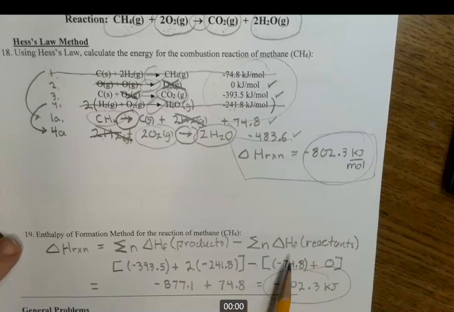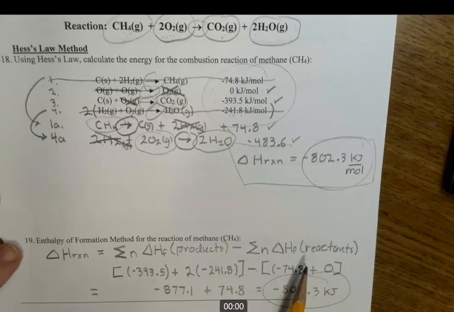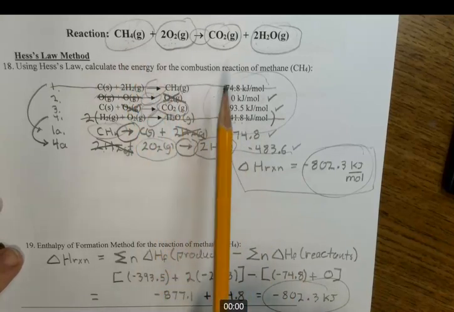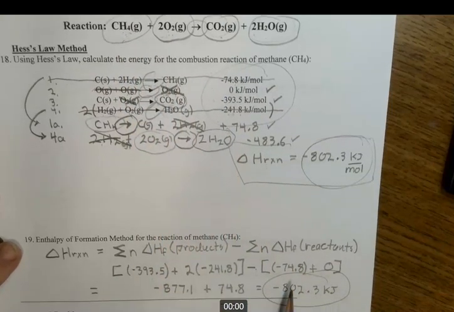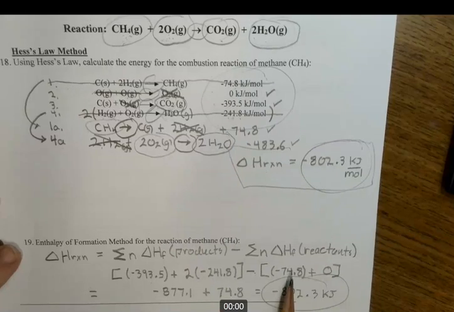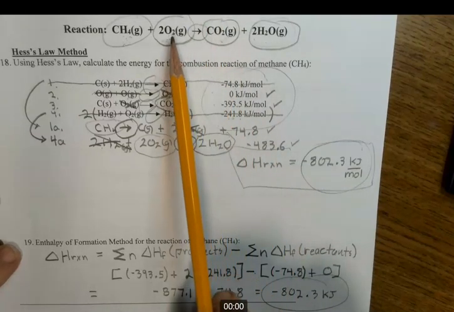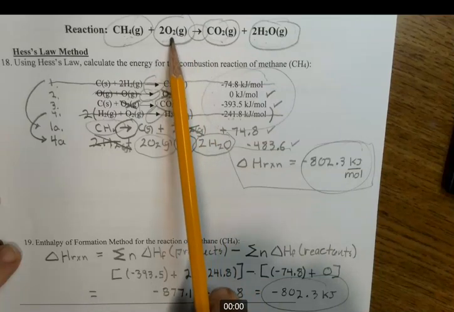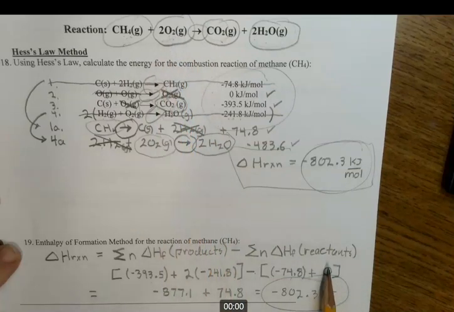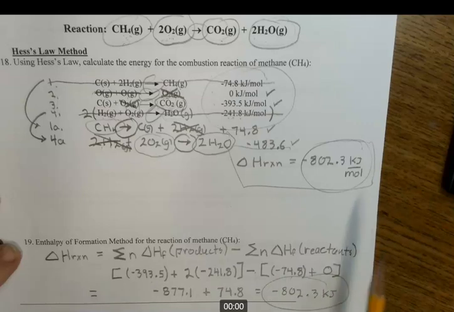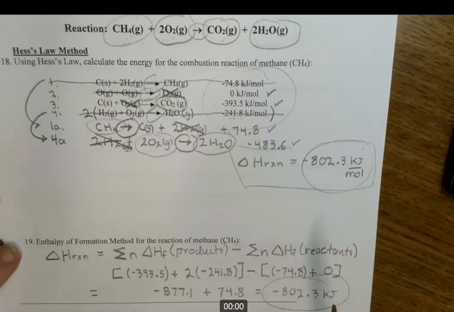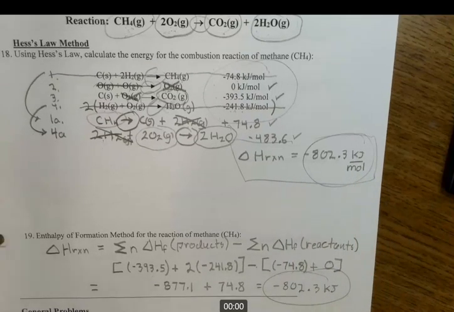And then we're going to subtract the delta H of the reactants. So for methane itself, it's negative 74.8. There it is right there. Only 1 mole of that. For oxygen, we have 2 moles, but oxygen is a pure element, so it has no enthalpy of formation, and therefore we have a 0 there. And if we do the math on this equation right here, we end up with negative 802.3, which is the same number we ended up with using Hess's law. So they should give you the same numbers. They're both computing the same thing.